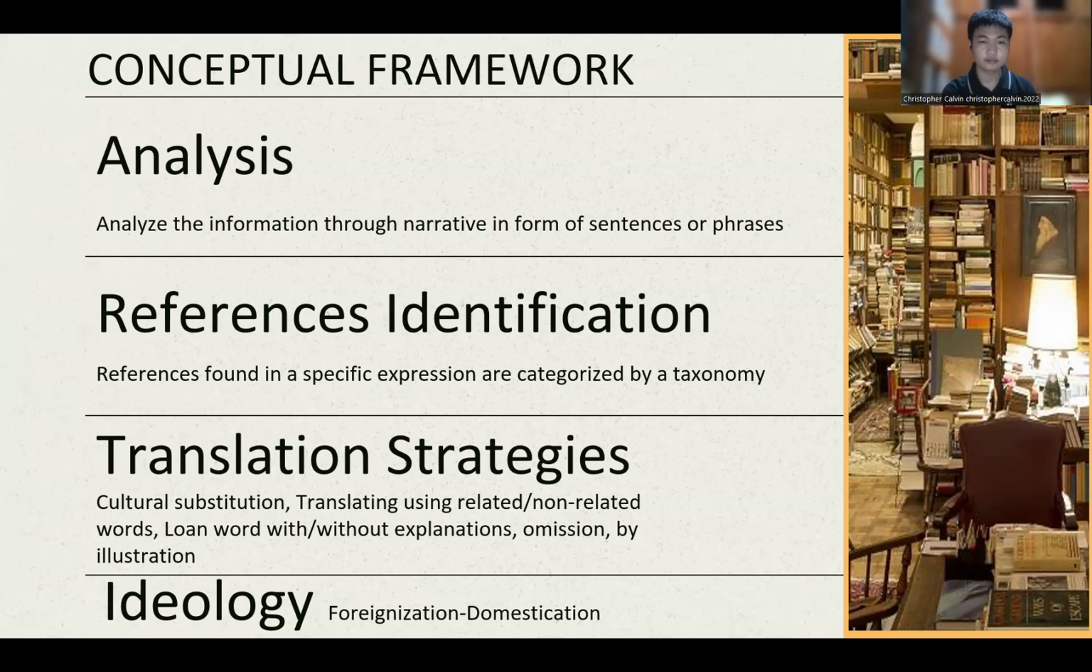Proceeding to the translation strategies as proposed by Mona Baker, they consist of the cultural substitution, translating using related or non-related words, translation with loanword or with loanword without explanations, omissions, or by illustration. Lastly, I will determine the whole series of translation process based on the foreignization or domestication category.